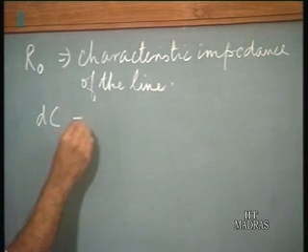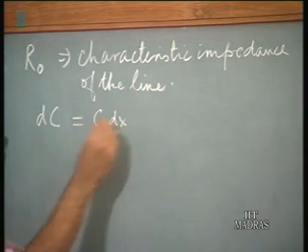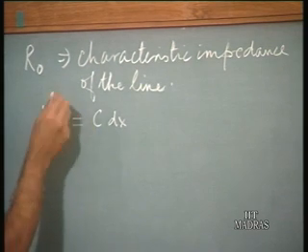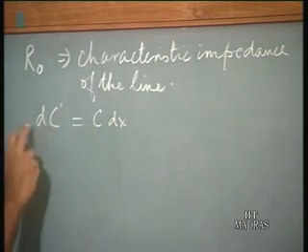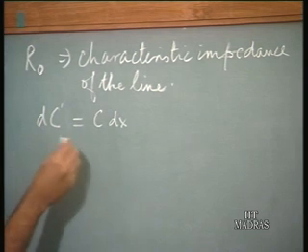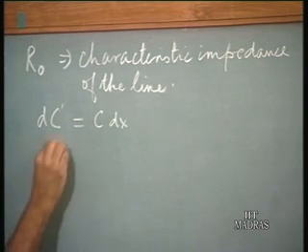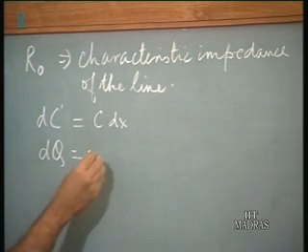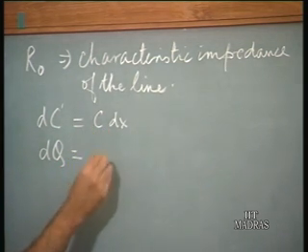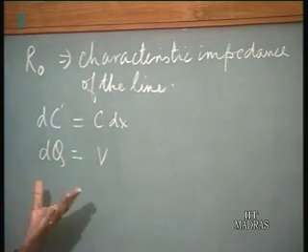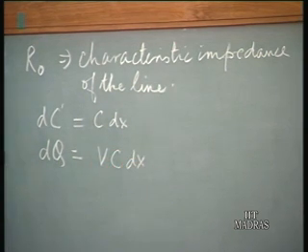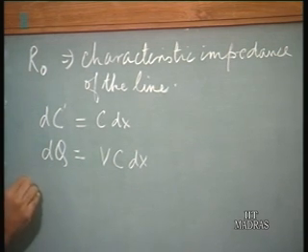We say dC is equal to C into dx. That is the extra capacitance, where C is the capacitance per unit length. I shall put C prime for the total capacitance. Now, what is the extra charge that is required? The line was charged by a voltage V, so the charge is V C dx. That is the total charge.